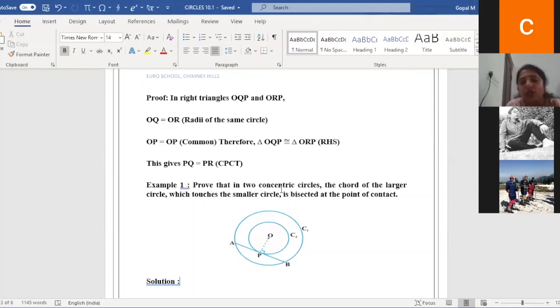Prove that in two concentric circles, here two concentric circles are there. The chord of the larger circle, here AB is the chord of the larger circle which touches the smaller circle, is bisected at the point of contact. This point P is the point of contact of the tangent to the smaller circle. Am I clear, children? Yes, ma'am. Any doubt in the statement, children?